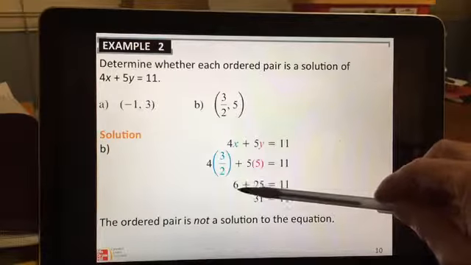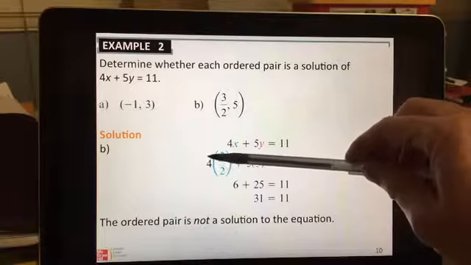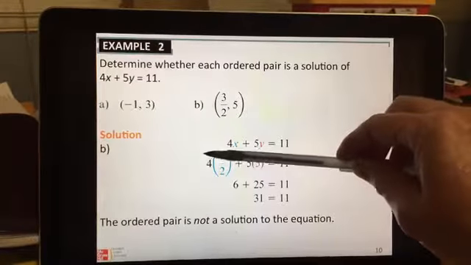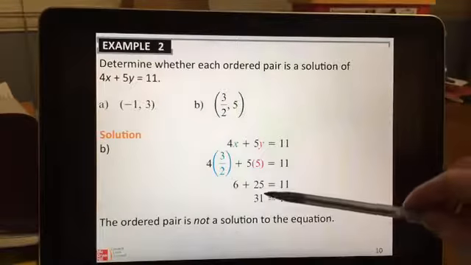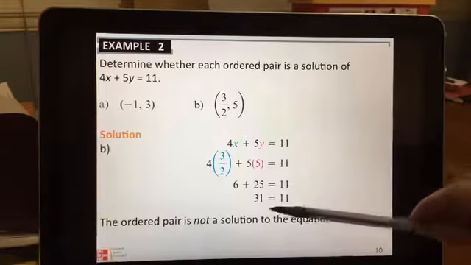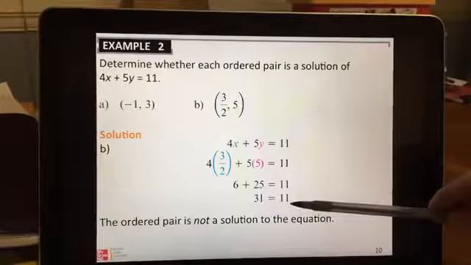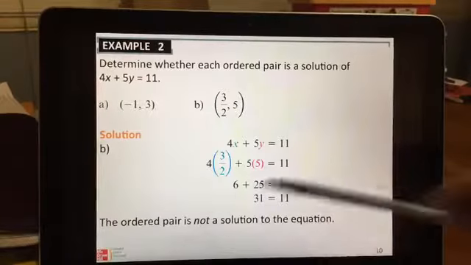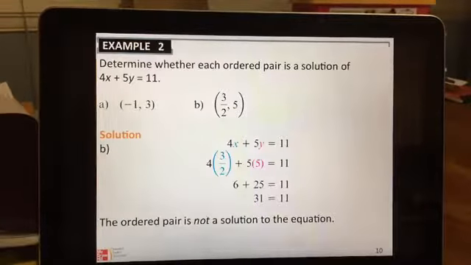Or you could cancel 4 and 2, leaving a 2 upstairs. 2 times 3 is 6. Plus 25 is 31, and 31 is not 11. Therefore, the ordered pair is not a solution to the equation.